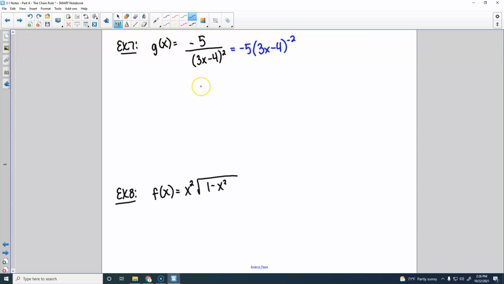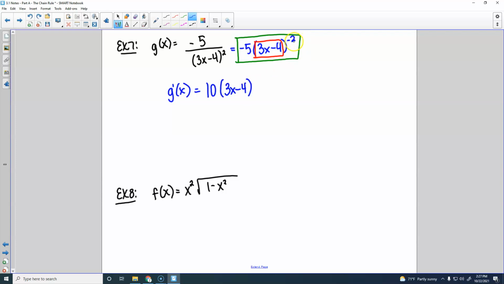But for this one, it's just a coefficient, so g prime of x. So let's see, our outside function here is 5 times something to the negative 2. The inside is 3x minus 4. So Emerson, what are we going to do here? We got to deal with that exponent. So what do we do with the exponent? Good. So we'll get 10. The stuff on the inside stays the same, 3x minus 4 right here.